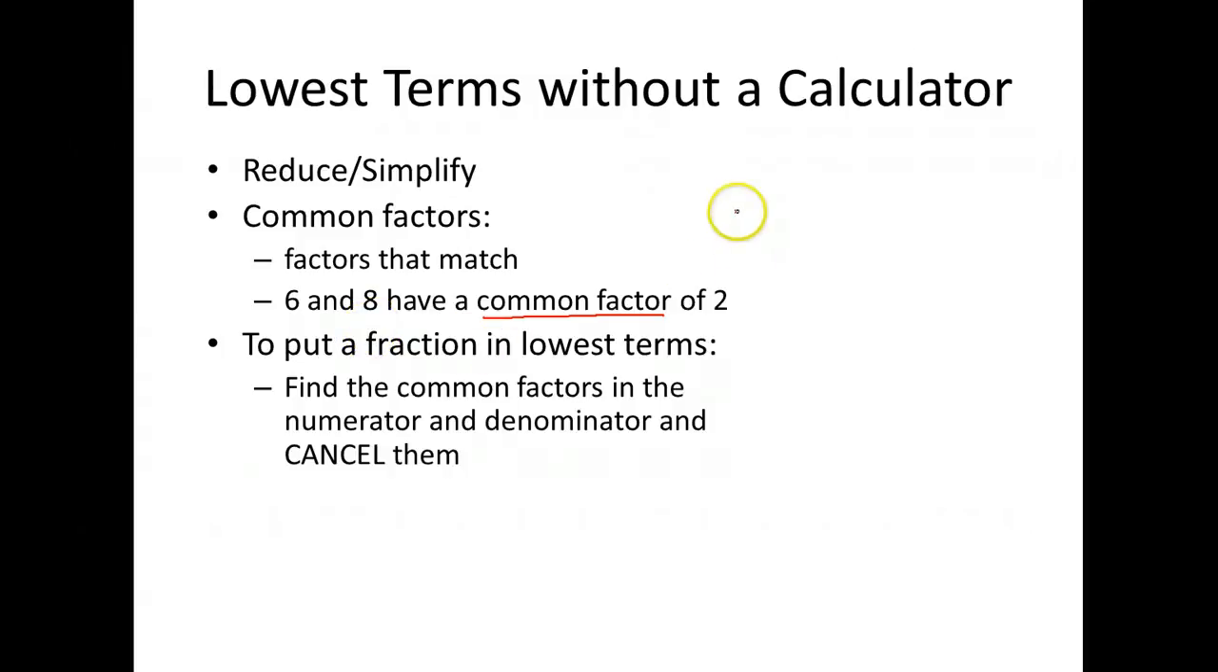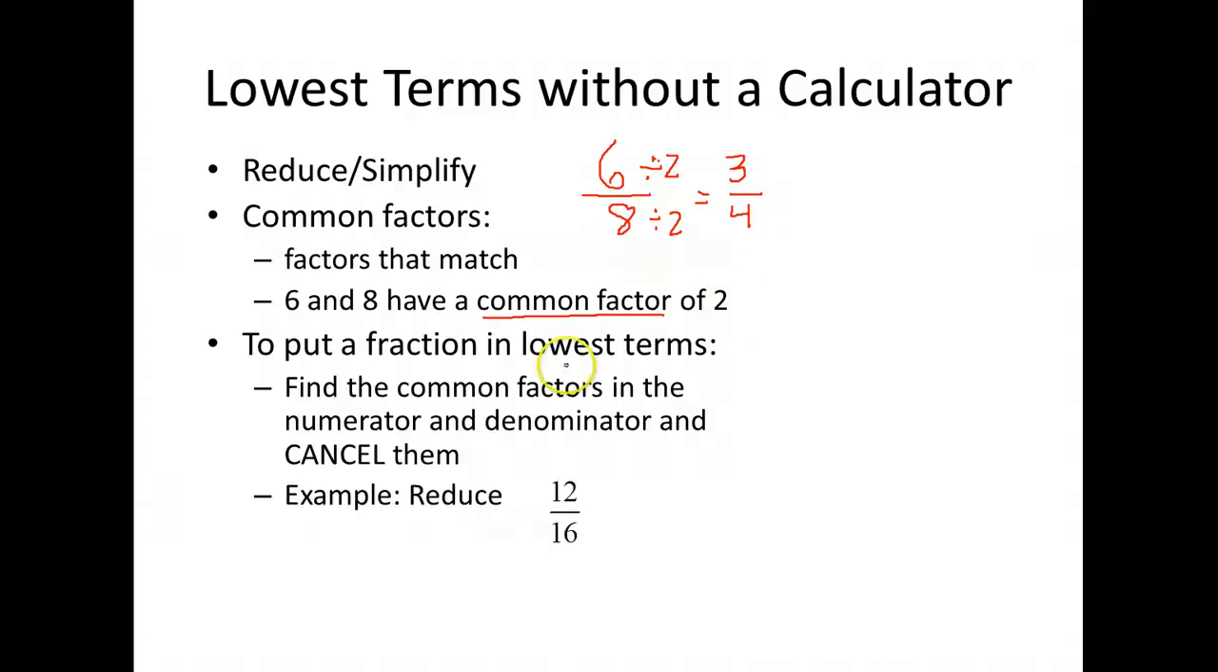So if I have a fraction that is 6 over 8 and I want to reduce it, then I say, what is the common factor? What is the thing that goes into 6 and 8? And the thing that goes into 6 and 8 is 2. So I just divide the top of the fraction by 2, and I divide the bottom of the fraction by 2, and then I get my reduced fraction. So 6 divided by 2 is 3, and 8 divided by 2 is 4. So 6 over 8 is the same as 3 over 4.